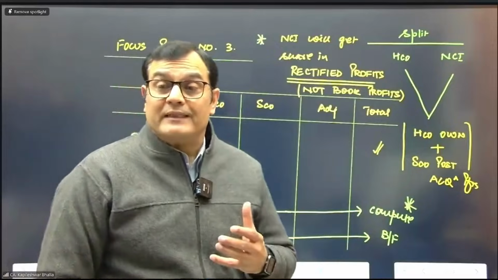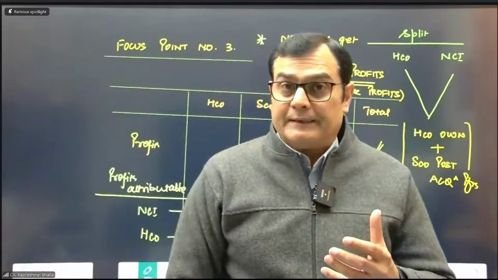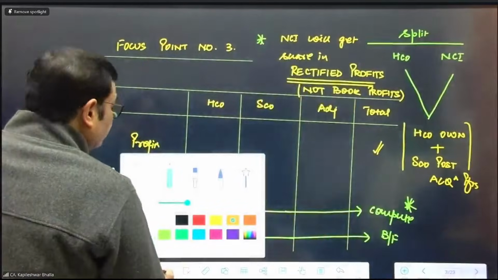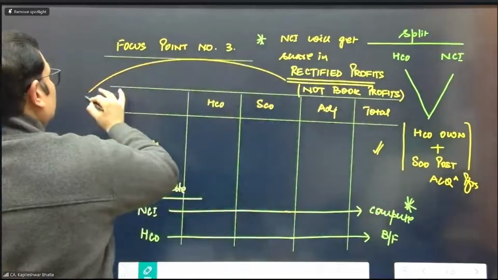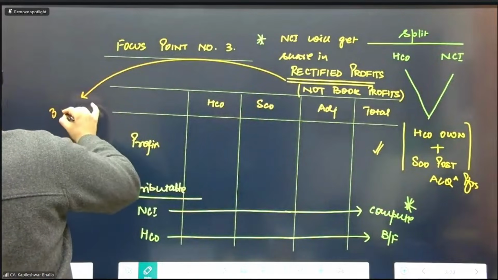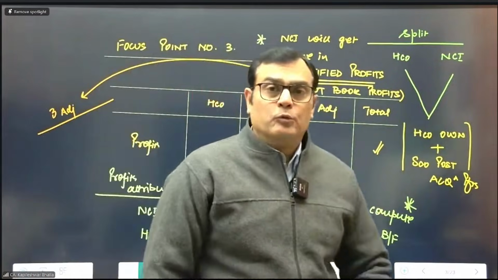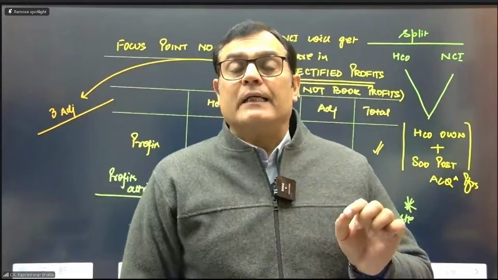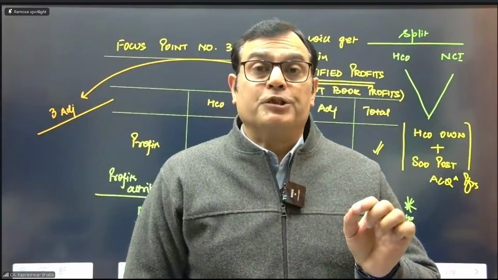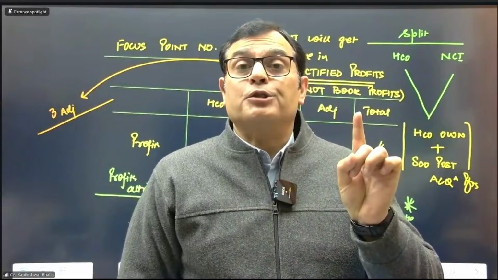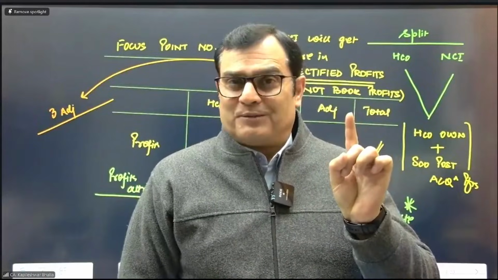Now, what kind of rectifications are required to be done? I think let's put that also across. The rectifications which will be required, I would say, are basically 3 adjustments. When you say that you're going to make a rectification of the profits, I would say basically a total of 3 adjustments. Number 1, the additional depreciation due to fair value adjustments.